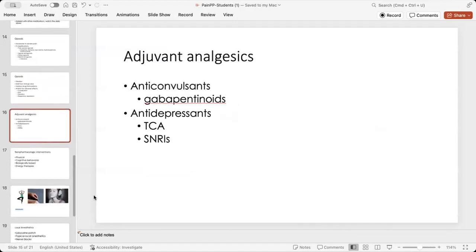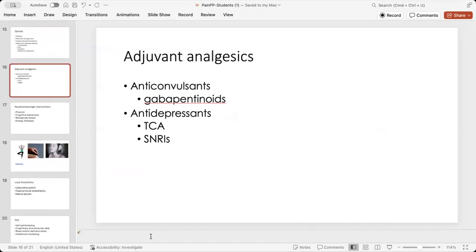Adjuvant analgesics are those medications that will be used, again, not as your regular medication for pain, okay? So we have anticonvulsants, okay? So our gabapentinoids, tell me about those. Gabapentin and pregabalin. Those are considered anticonvulsants, right? But they can also help to treat pain.